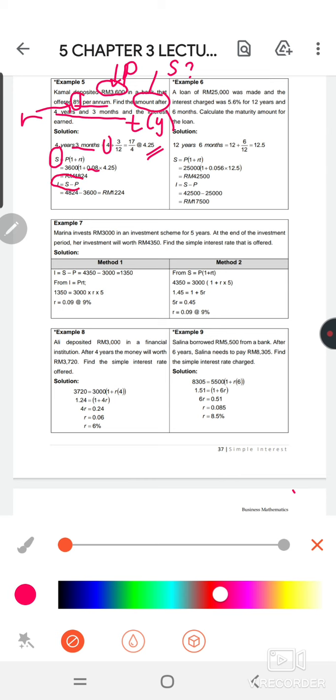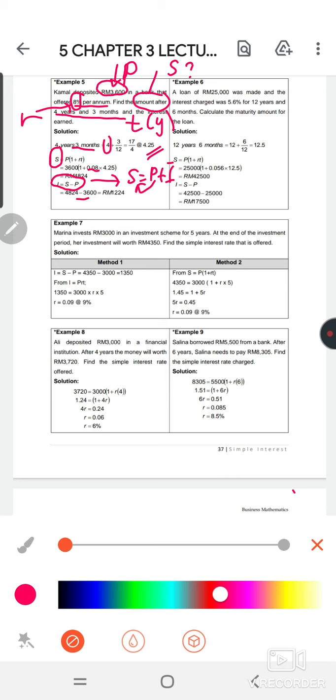Dari mana dapat yang ni? Dia sebenarnya from formula S equals to P plus I. So awak just pindahkan P ke sini. So I sama dengan S tolak P. Sebab apa kita dah dapat S dekat atas ni, 4824. And then P adalah 3600. Okay, so just tolak kat sini dapat interest.